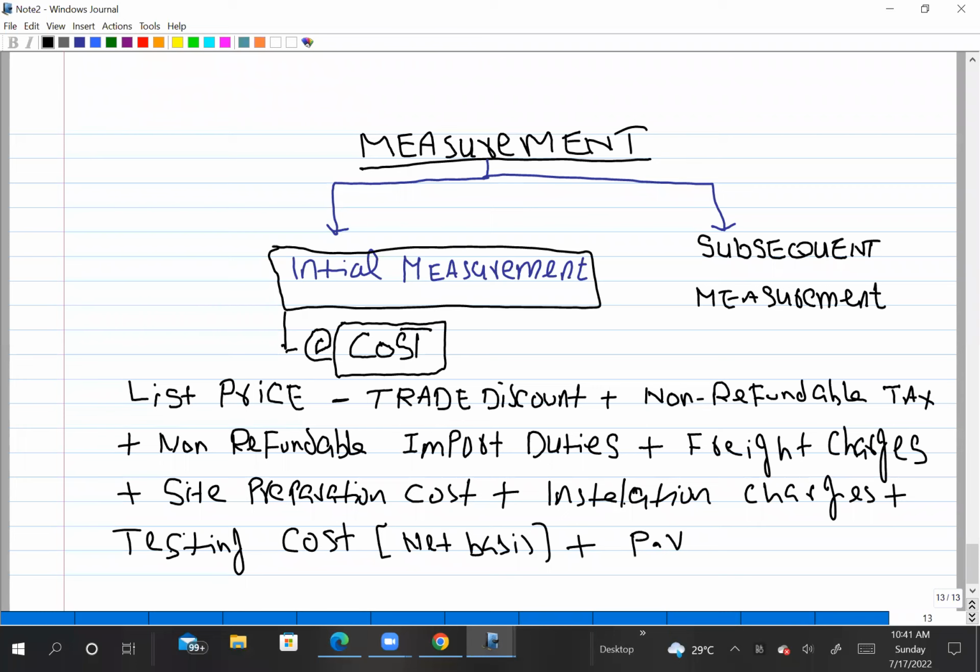plus the present value of dismantling cost. The present value of dismantling cost will be capitalized. Dismantling cost means that the entity has an obligation that after the useful life, the plant will be dismantled from the site and the site will be restored. So the cost involved is known as dismantling cost, and at present value it is capitalized as part of the cost of the asset.